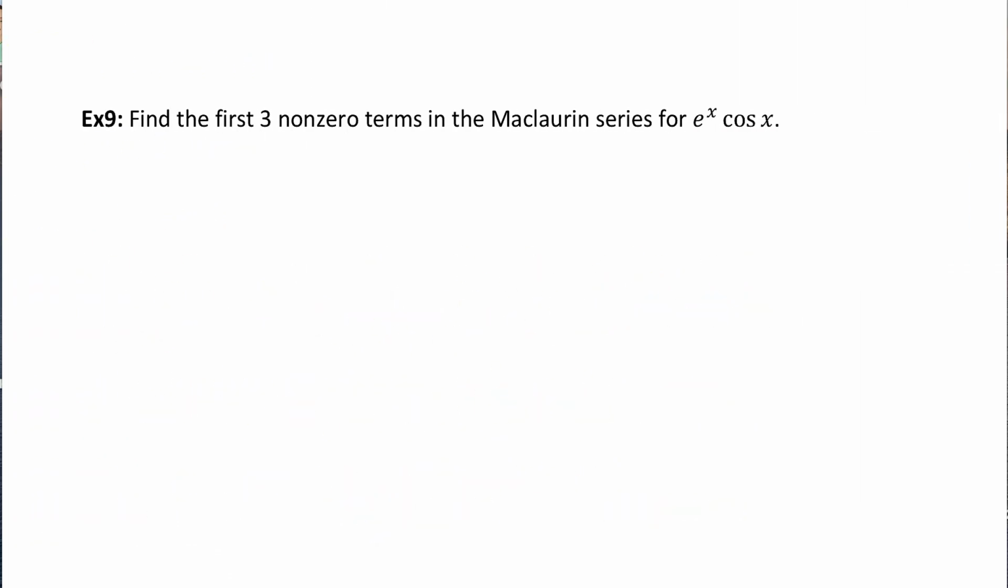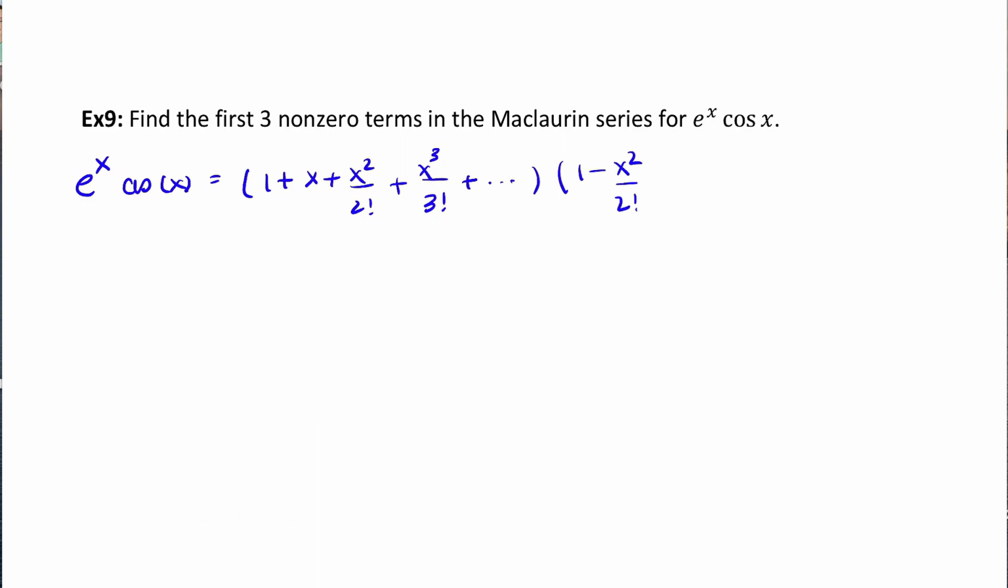Now we have to find the first three non-zero terms in the Maclaurin series for e to the x cosine of x, and we know that the Maclaurin series for e to the x and for cosine of x are exact. So we can just use them, right? So e to the x cosine of x is equal to e to the x, which is 1 plus x plus x squared over 2 factorial plus x cubed over 3 factorial plus and so on, times the Maclaurin series for cosine of x, which is 1 minus x squared over 2 factorial plus x to the 4th over 4 factorial minus x to the 6th over 6 factorial, and so on. And then you just multiply it term by term, okay?